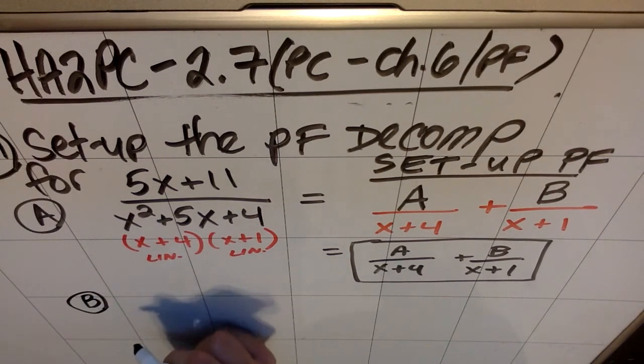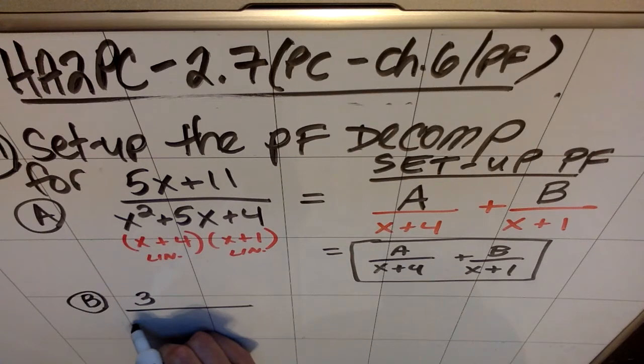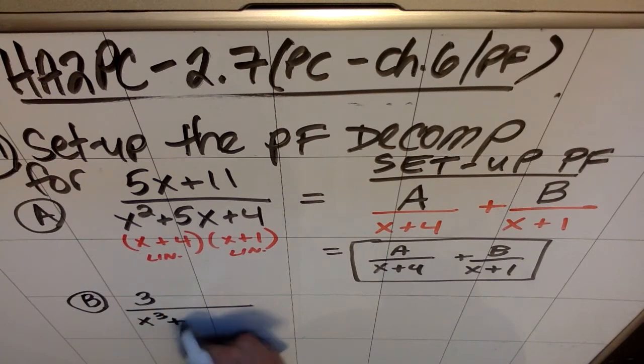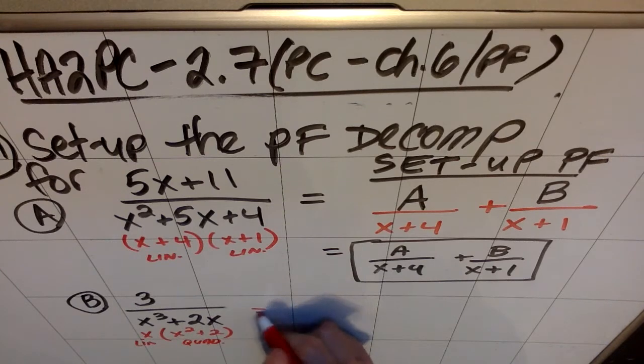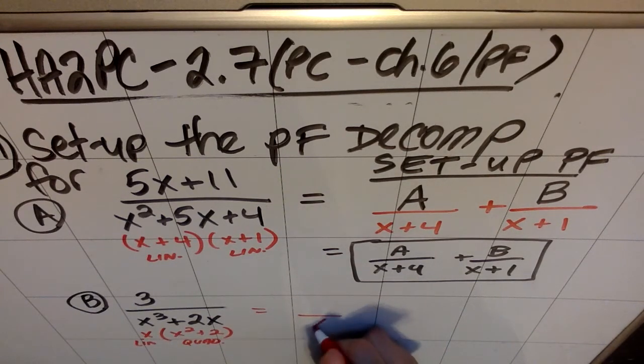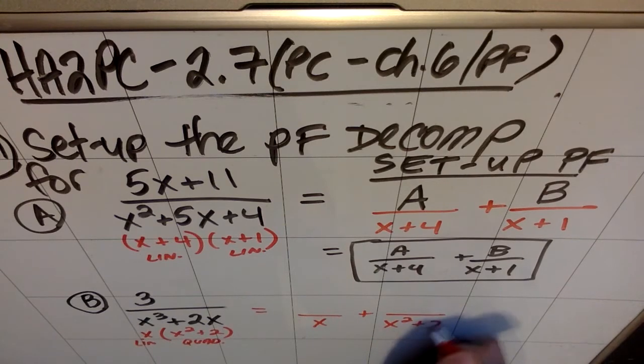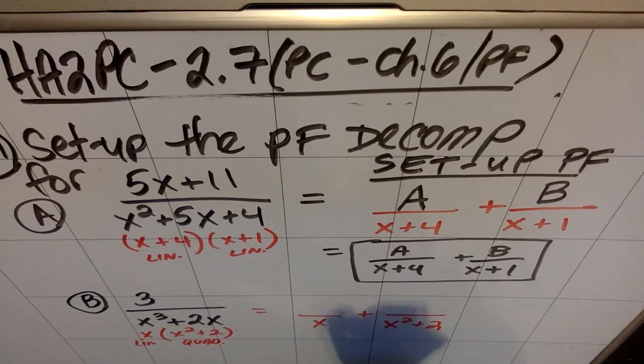So let's do 3 over, I'm going to put an x cubed plus 2x. The first thing I'm going to do is fully factor the denominator. This denominator has a GCF of x, and when I pull that out, I'm left with x squared plus 2. Well, x is a linear factor, but x squared plus 2 is a quadratic factor that's not going to clean up. So when I write my decomposition setup, the x gets its own fraction, so does the x squared plus 2. Because the x is linear, it's going to get just a letter.